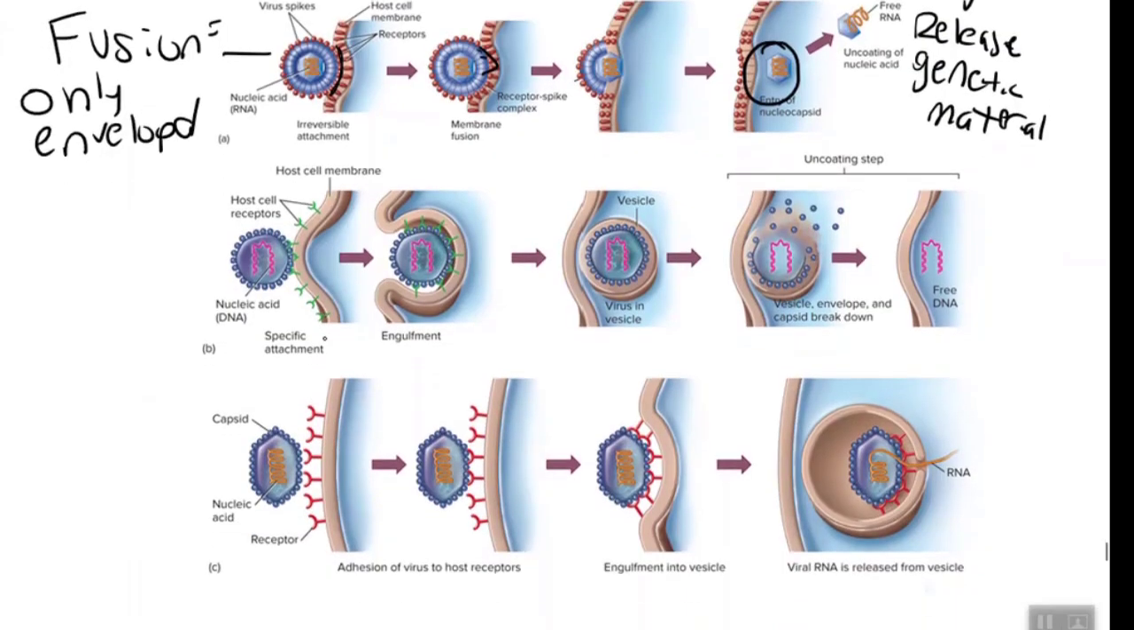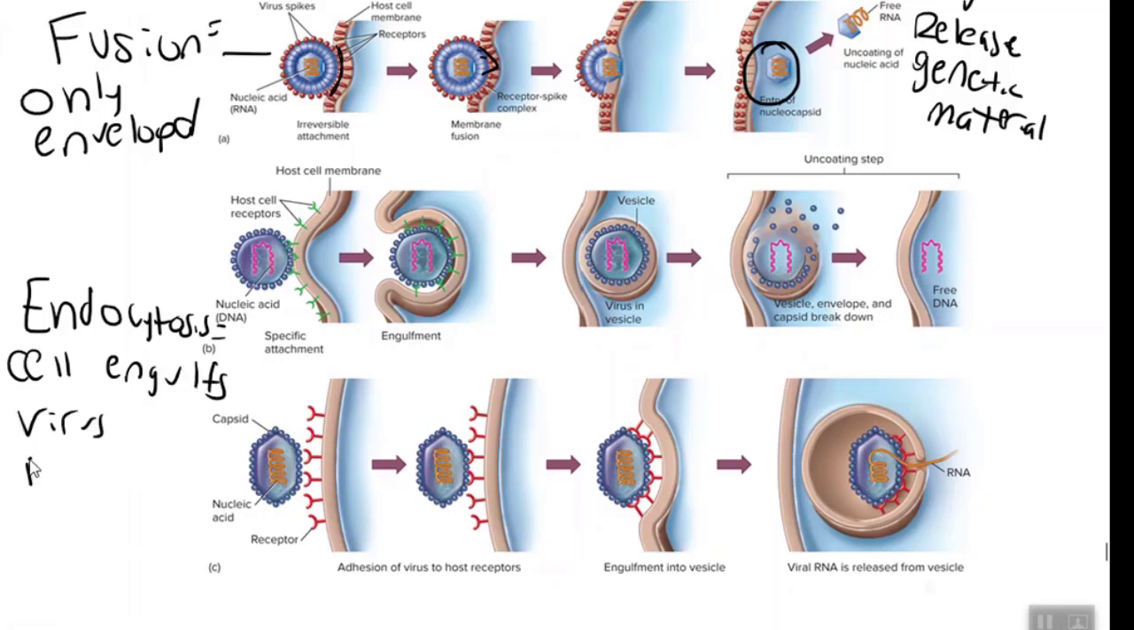Okay, so the second form of penetration is endocytosis. What this means is basically the cell engulfs the virus. Both enveloped and naked viruses can enter this way, and this is the only way that naked viruses can enter.